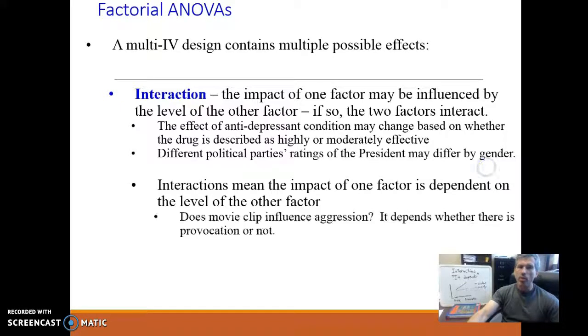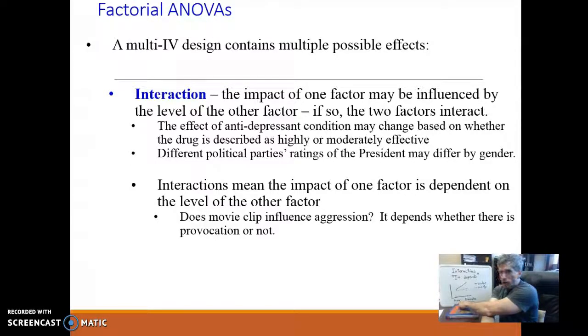So let's take our movie clip example. We have a chart here of our movie clips, and we're just going to eliminate the drama condition for simplicity's sake. We're just going to talk about violent movies versus comedies. Now let's say that you got a pattern of data that looks like this. Here are people who are praised, here are people who are provoked, and this represents their level of aggression. So if somebody said, hey, what effect does what sort of movie you watch have on people's aggression? You have to say, well, it depends.